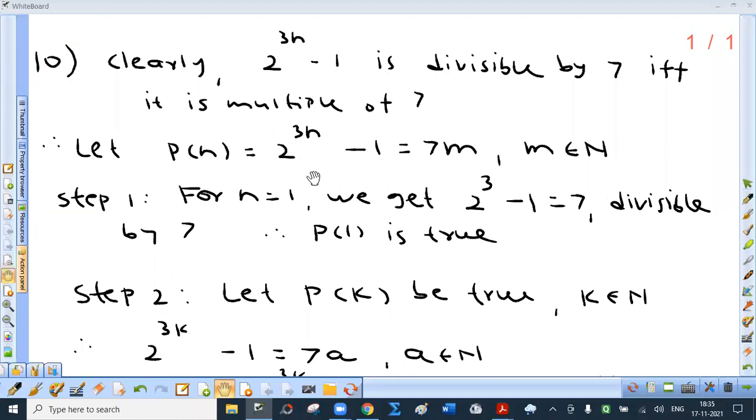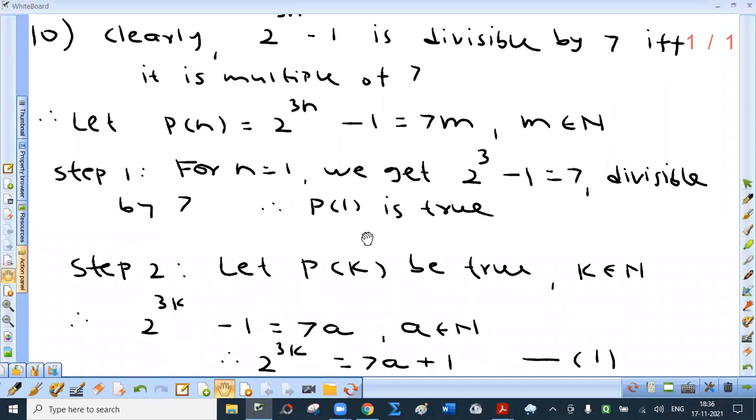So let P of n be 2 raised to 3n minus 1 equal to 7m, where m is a natural number. Because 15 is 15 by 11 into 11, but we don't say 15 is a multiple of 11, right? So when I say this is a multiple of 7, it is 7m, where m is a natural number. Now, first step, for n equal to 1, we get 8 minus 1, that is 7. Is 7 divisible by 7? Yes. So P of 1 is true.